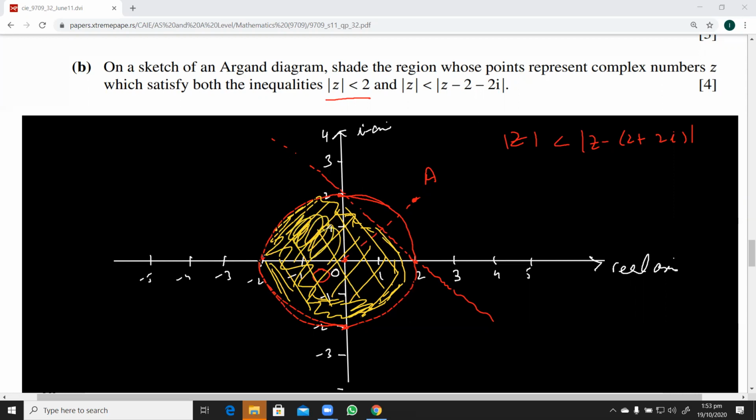Clear, bacho? Sir, why did we draw a perpendicular bisector? Because if it says equal to here, that would mean that Z is equidistant from the origin and from this point. I have explained to you during our previous classes. Whenever there is modulus, that would mean either a circle, if it is referring to just one modulus, but if you have modulus on both the sides, that would mean you have to draw a perpendicular bisector. Okay.